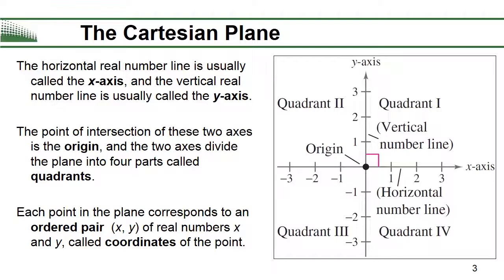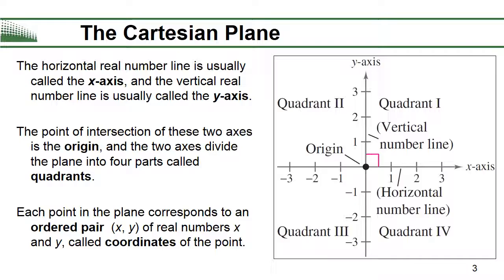You may remember, usually the horizontal number line is known as the x-axis, while the vertical number line is known as the y-axis. There may be times when these are renamed to fit a particular problem, but most of the time this is what you're going to see. The point of intersection of the two lines, as we have said, is called the origin, and we have the quadrants. Each point corresponds to an ordered pair.